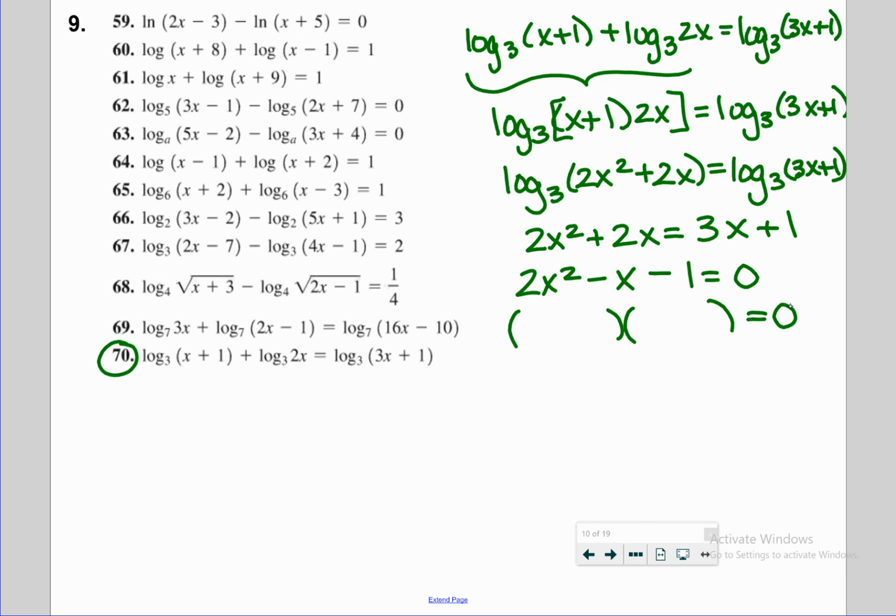What 2 numbers multiply to 2x squared? What 2 terms multiply to 2x squared? What's got to be in the front? 2x and x. And then what multiplies to negative 1? It's got to be a positive 1 and a negative 1. So the only thing you really have to figure out is where does the plus go and where does the minus go. You got a 50-50 shot on this one.